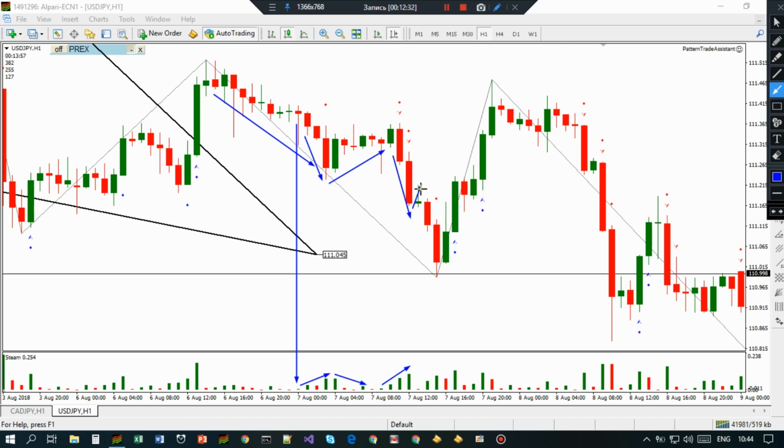Then we had that kind of retracement. All retracements typically should be fading momentum. They should not give you a very large momentum. Yes, and then we have expansion to the downside.